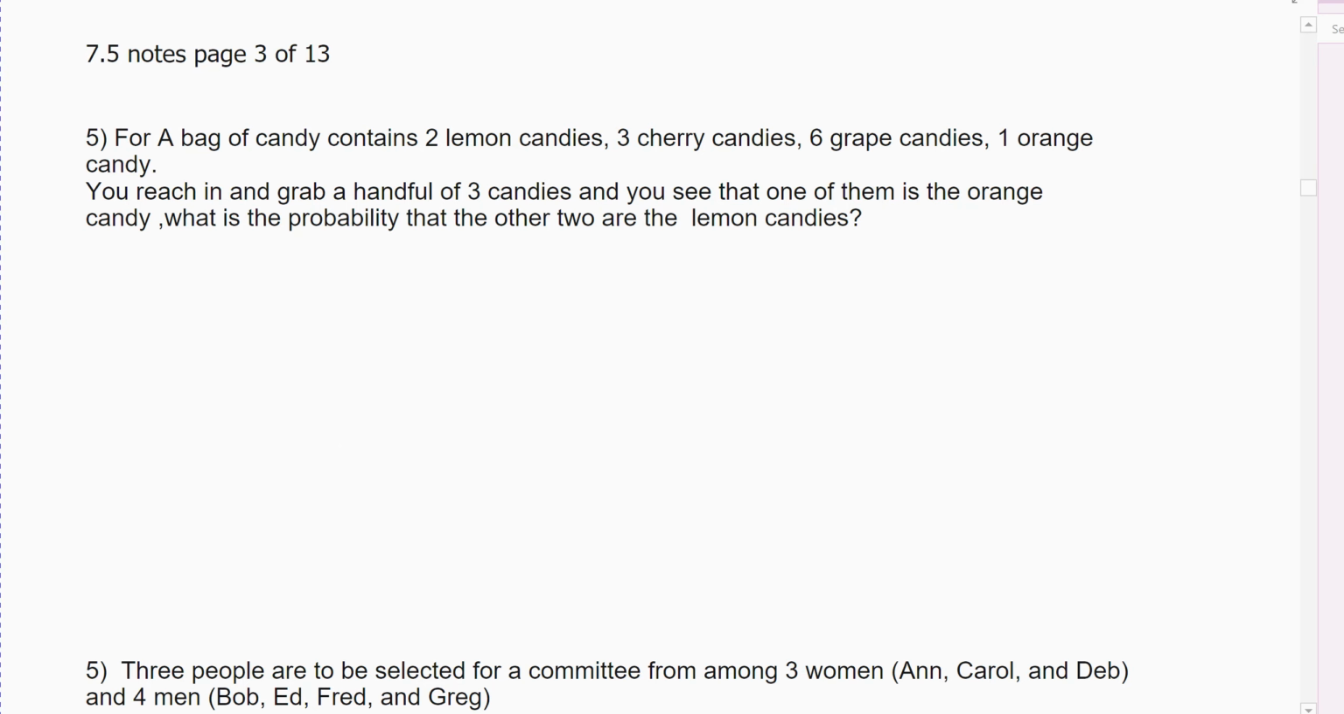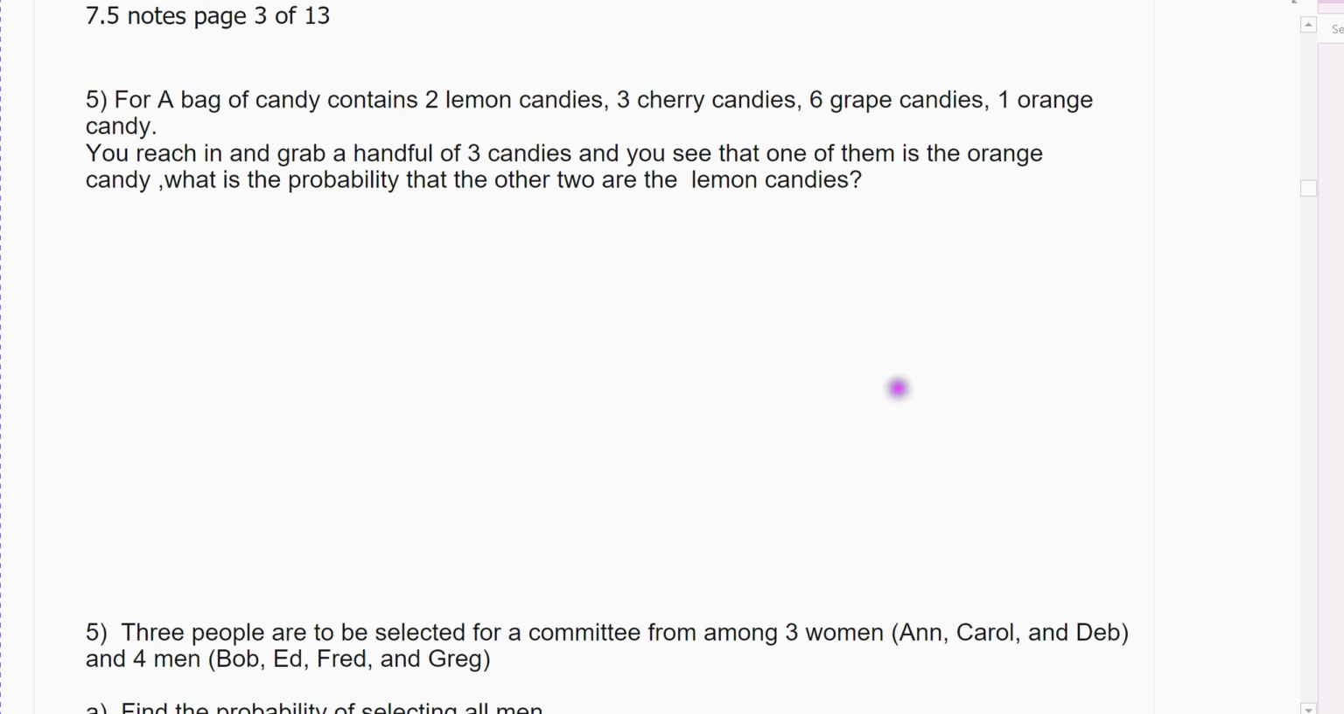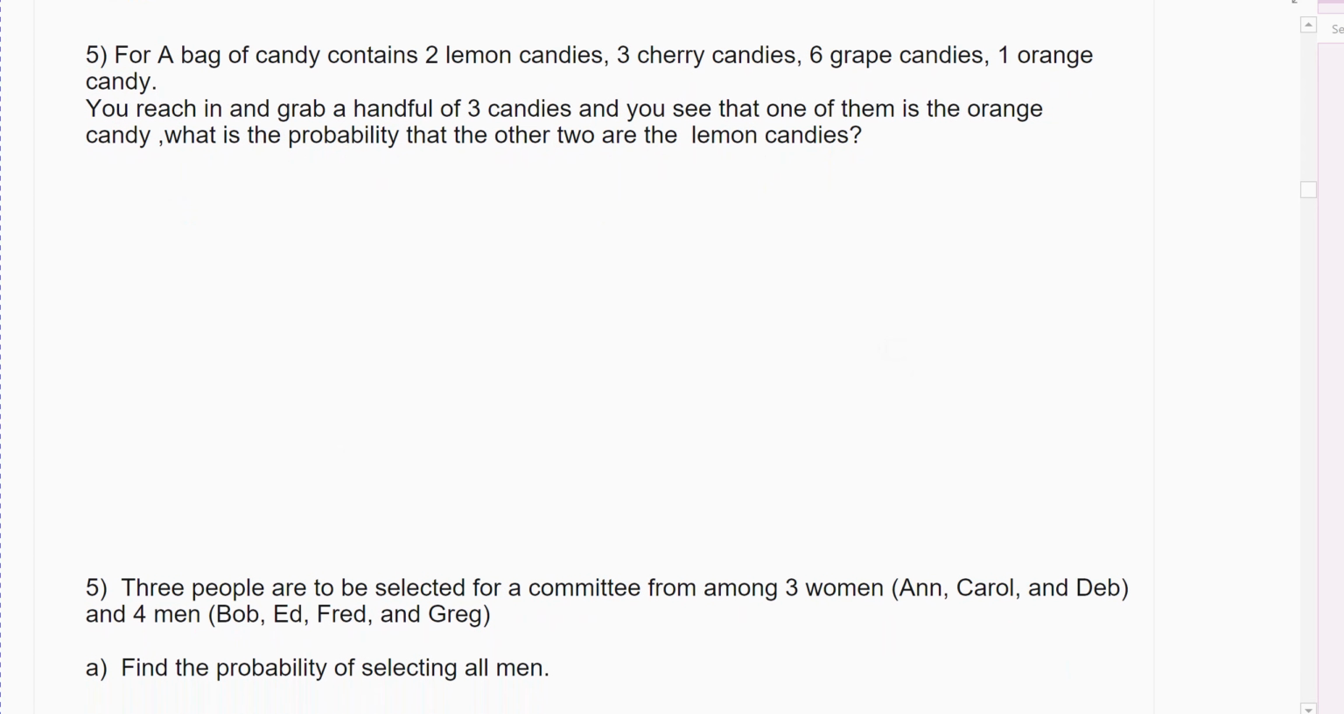Alright, so this is continuing looking at conditional probabilities in 7.5. This is page 3 of the notes. These examples of conditional probabilities are looking at groups. The first example is going to be a marble example, and the second example is going to be a committee type, using combinations, a counting technique, along with conditional probability types.